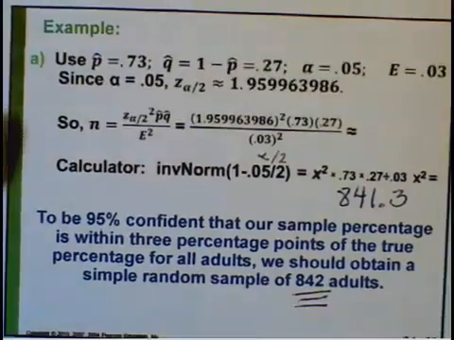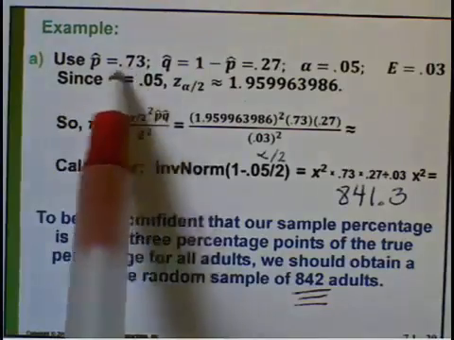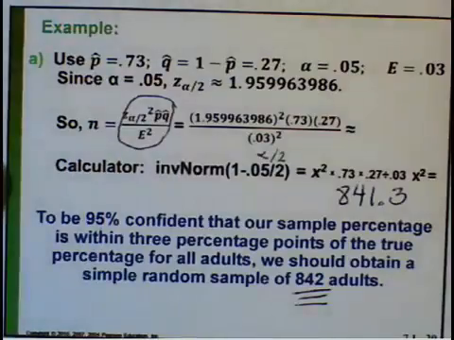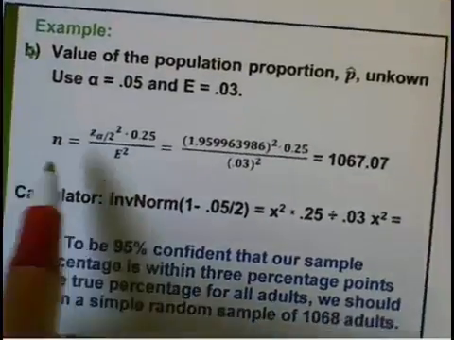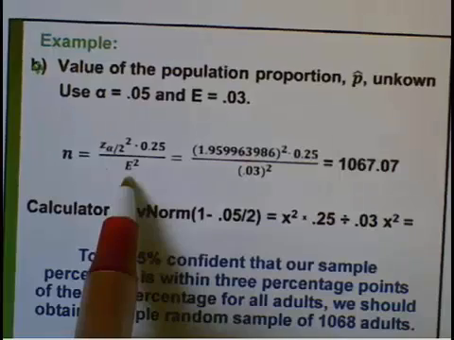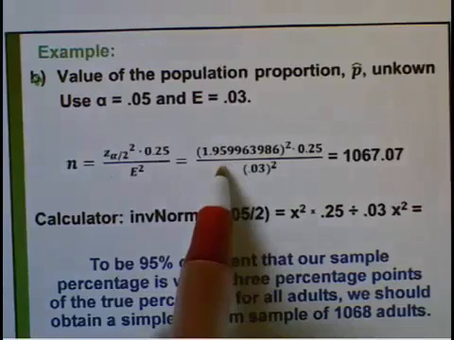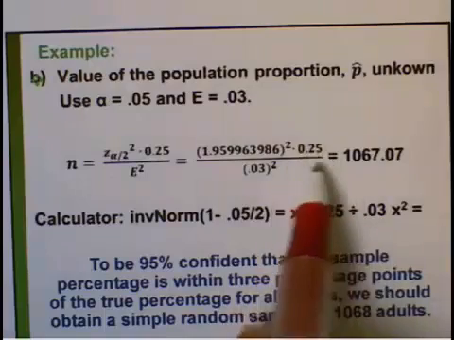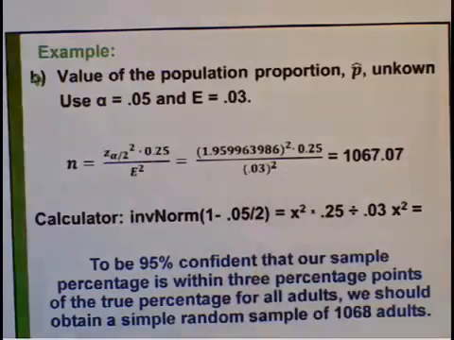All right, the B part uses mostly the same information, but in the B part, I didn't know this p hat. So rather than using the formula that had p hat and q hat in it, I need to use the formula z sub alpha over 2 squared times 0.25 divided by e squared. I find the z sub alpha over 2 the same way that I did on the previous example, but instead of p hat times q hat, the formula just has 0.25 and then divide by the same margin of error squared.